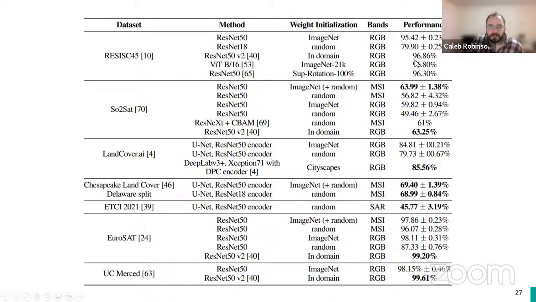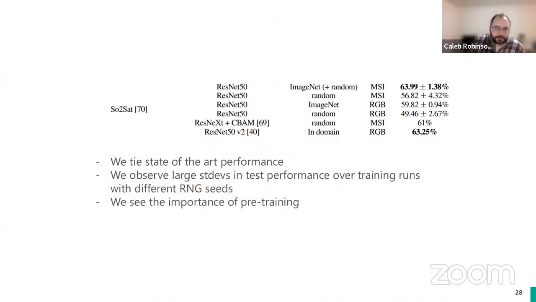So the best of the previously reported results has been, I think, an overall accuracy of 96.86%. If we just use a ResNet 50 that has been pre-trained on ImageNet, we can get 95.4 plus or minus 0.23. So that's how to interpret this table.